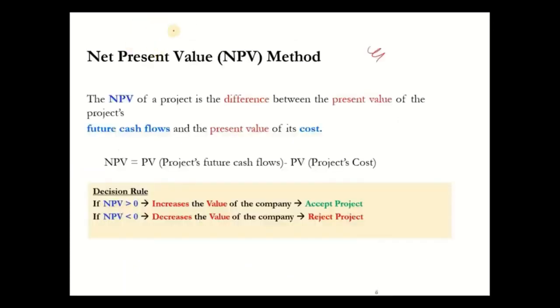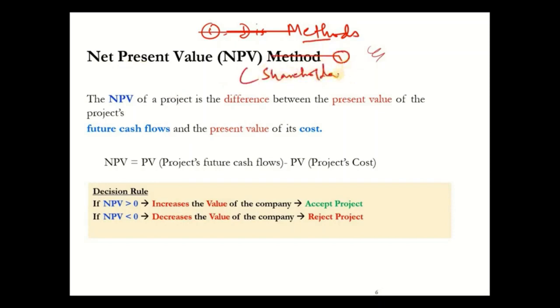Now we have the first method of our project evaluation, that is NPV, and this is part of the discounting methods. So the first method is NPV. This is also called the shareholders' wealth maximization method. Sorry, I don't know what is wrong with the ink today, it's creating some messy things. So it is also called the shareholder wealth maximization method.